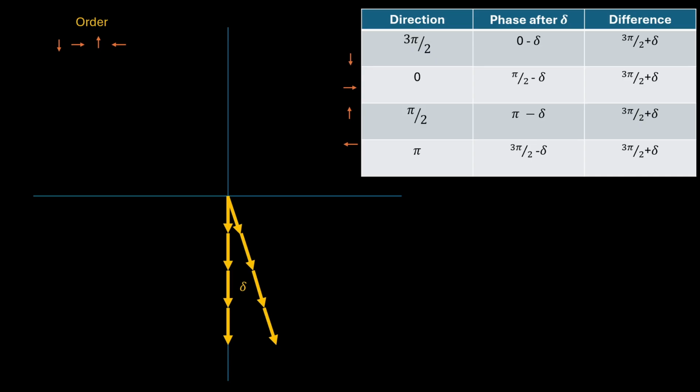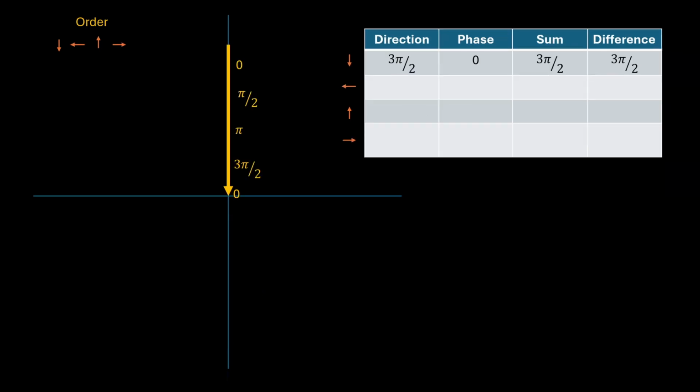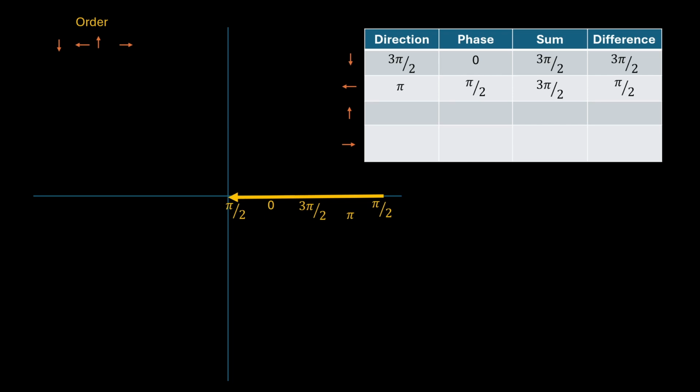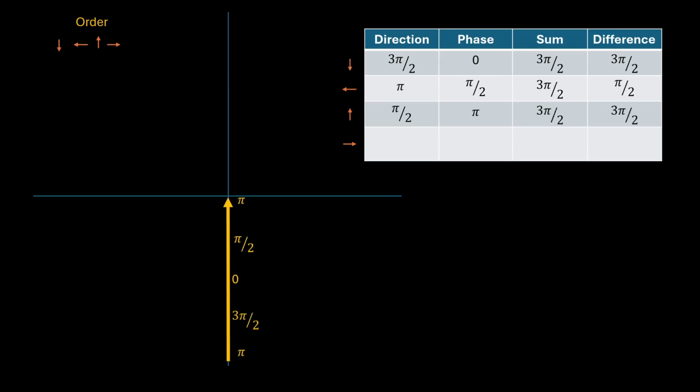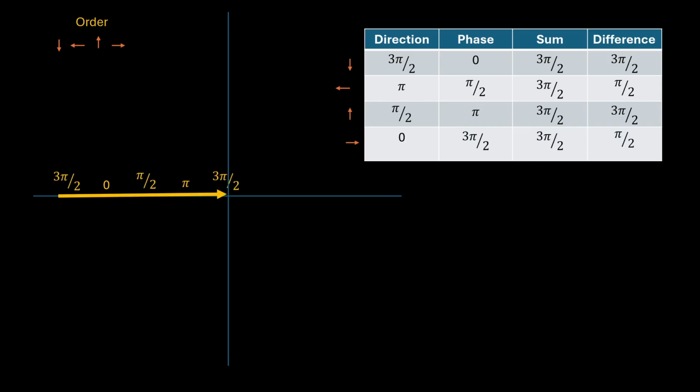Now we can play the same game with the reverse direction of spin, with the direction sequence as shown by the small red arrows in the top left. The first row of the table is the same. The second row shows that the sum is 3 pi by 2 and the difference is pi by 2. The third row is the same as for the opposite spin, and the fourth row again has sum 3 pi by 2 and difference pi by 2. So this time it is the summed direction and phase which gives 4 equal contributions to the spin.